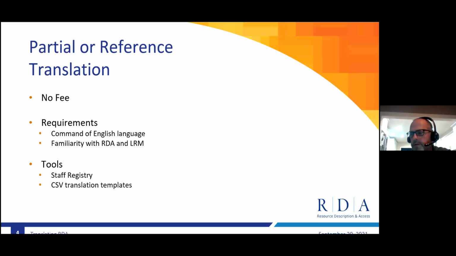So what we do is, if you're doing a reference translation, we provide you with the forms for you to work in, and then you return those to us and we process them and post them to our staff registry and also to the official RDA registry.